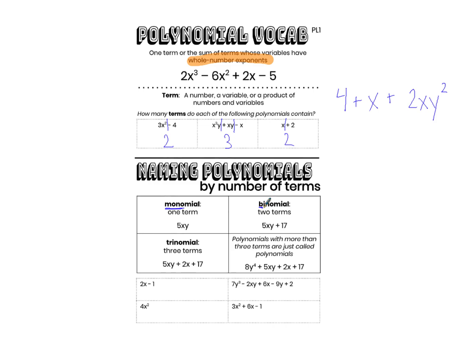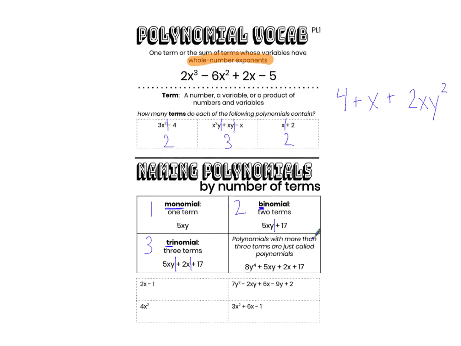If we have 2 terms, bi, like bicycle, that is called a binomial. So we have 1, 2 terms here. This is an example of a binomial. So we have monomial, 1 term, binomial, 2 terms. If we have 3 terms, like we do here, 5xy plus 2x plus 17, that's an example of a trinomial. Trinomial, like tricycle or triceratops. So monomial 1, binomial 2, trinomial 3.